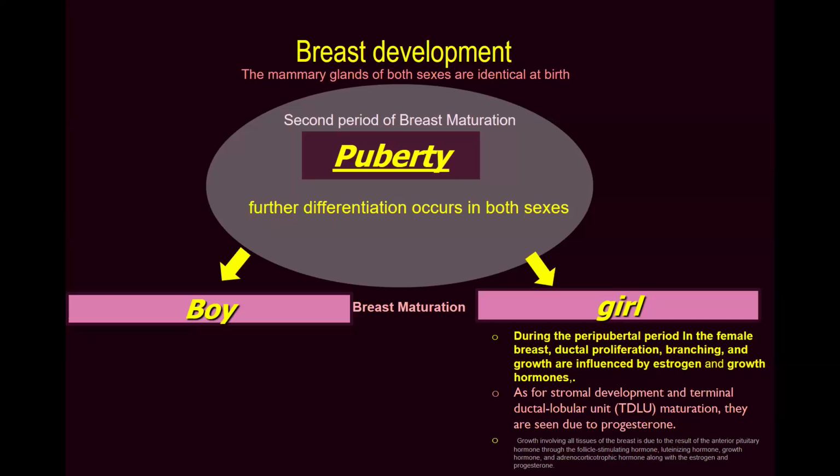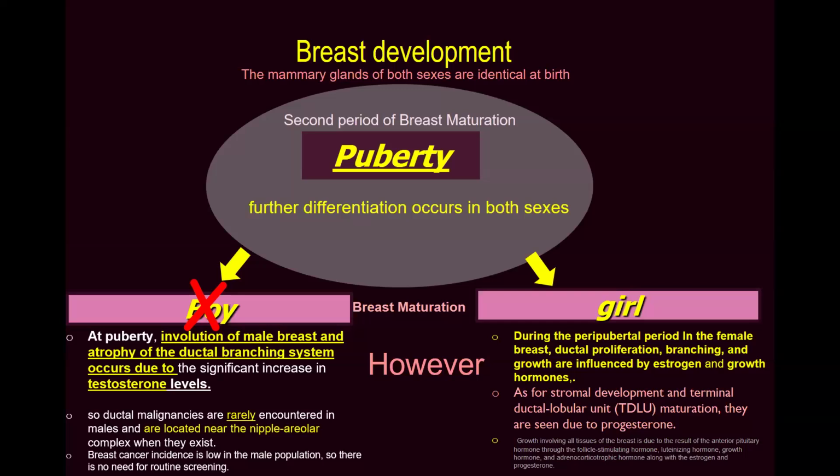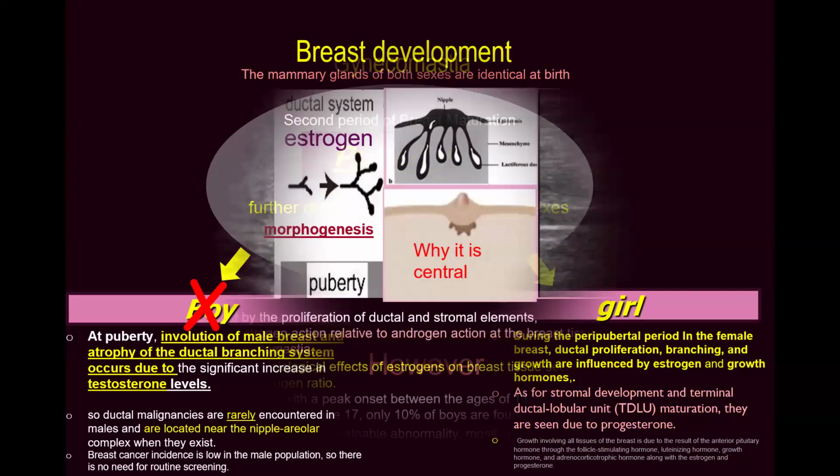This is in females. What about the males? What happens at puberty in boys? In boys at puberty, there is involution of the male breast and atrophy of the ductal branching system, due to a significant increase in testosterone levels. This can explain why ductal malignancies are rare in males, and when they occur, they are located just behind the nipple, in the retroareolar region. That is why there is no indication for screening in males, because of this rarity.